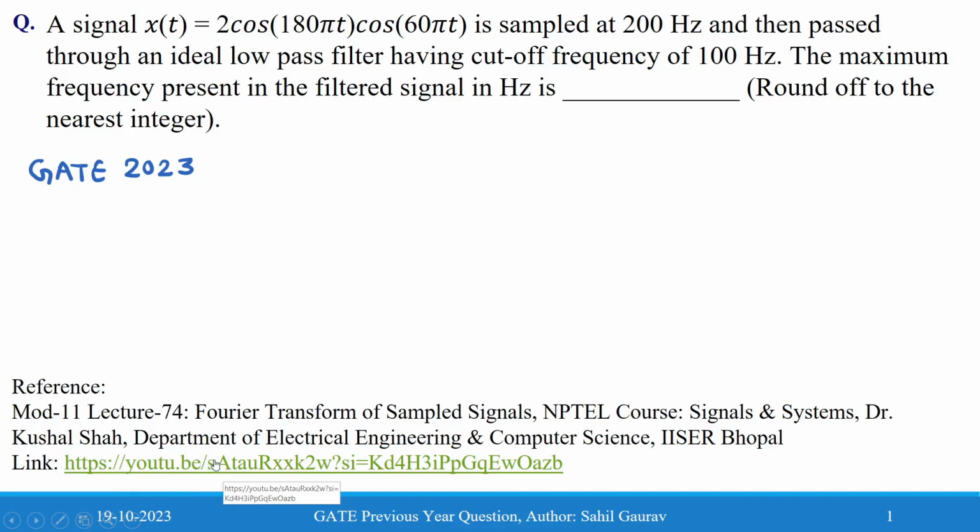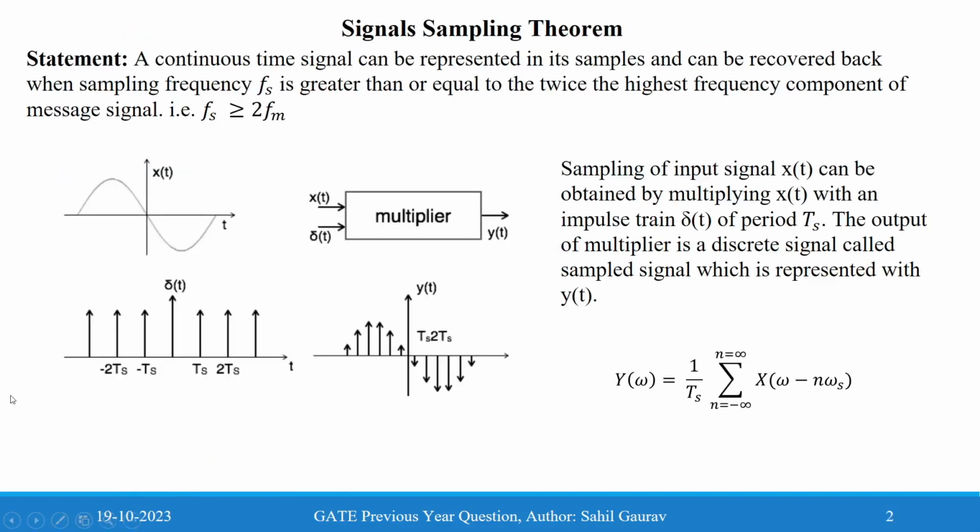Before we begin to solve this problem, let us have a quick recap on the basics of the signal sampling theorem and the output of the sampler. As we all know, the sampling theorem states that a continuous time signal can be represented in its samples and can be recovered back when the sampling frequency fs is greater than or equal to twice the highest frequency component of the message signal, that is, fs should be greater than or equal to 2 fm. Note that this question is not about the sampling theorem, but the basics of the sampler, which we will see through this picture.